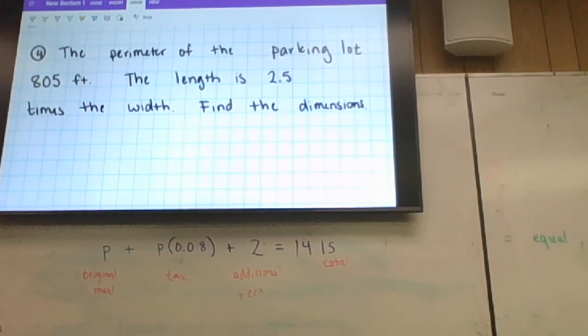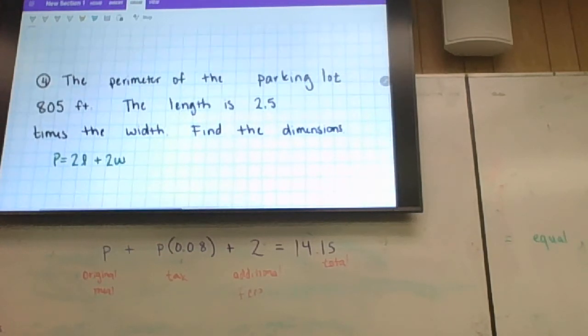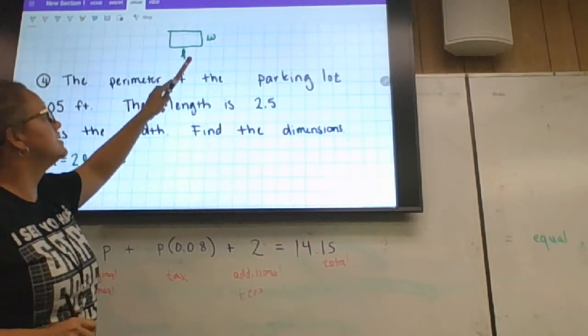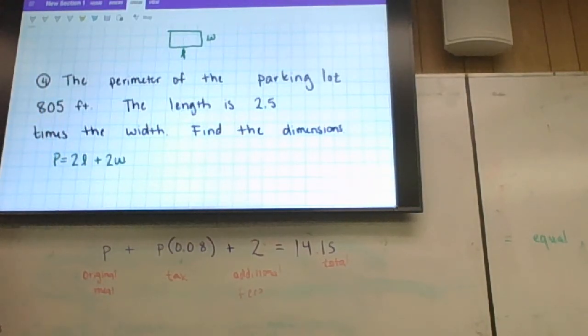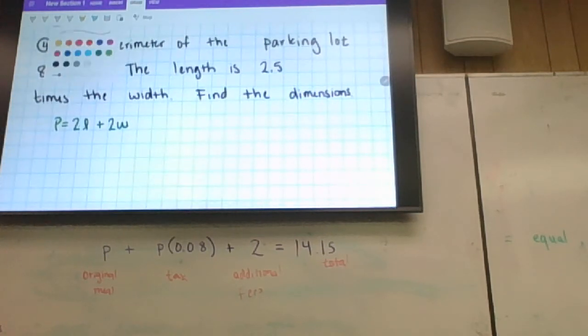Brianna W., did you write down the formula for perimeter? All right, let's hear it. Length and width. So if you're going to walk all the way around, there's 2 lengths and there's 2 widths. Add them up and that gives you the perimeter. So I'm going to take P out, and I'm going to put 805 in.